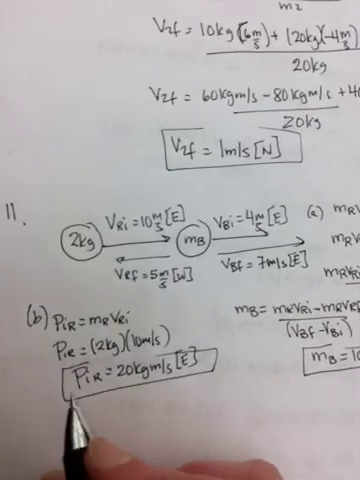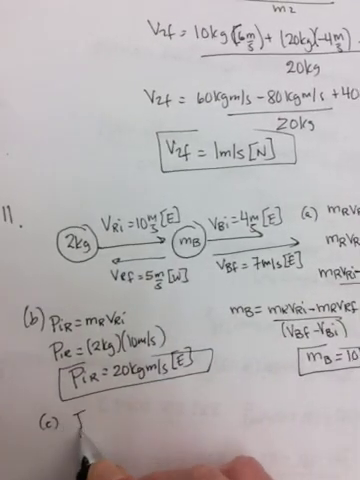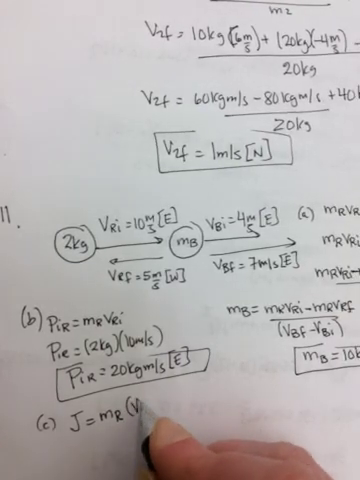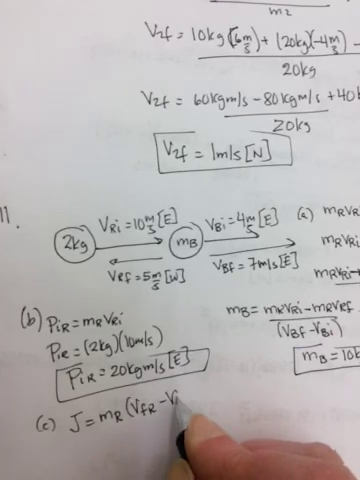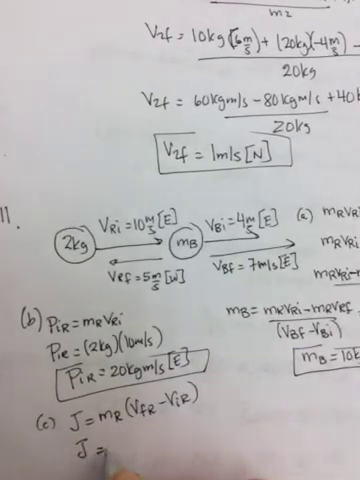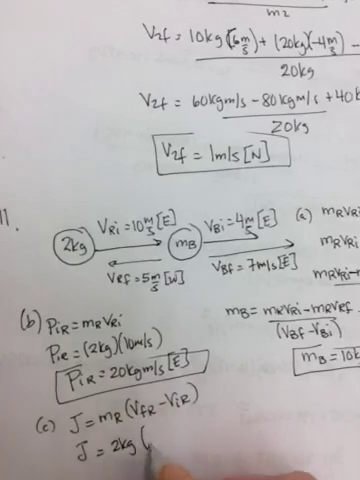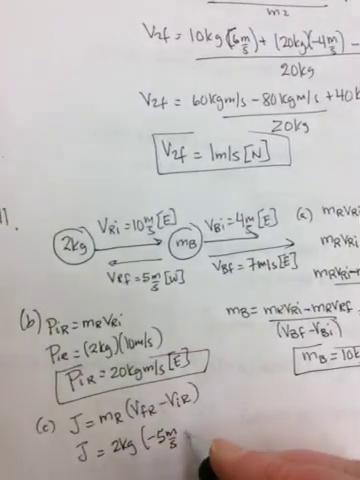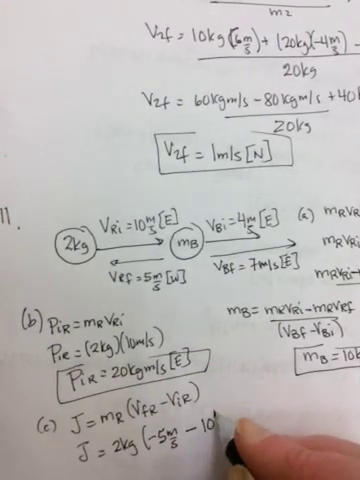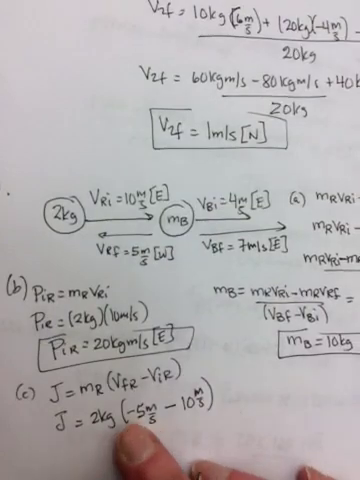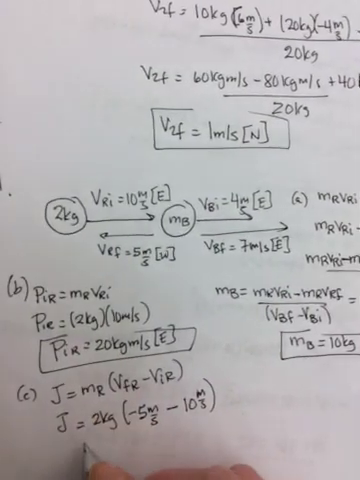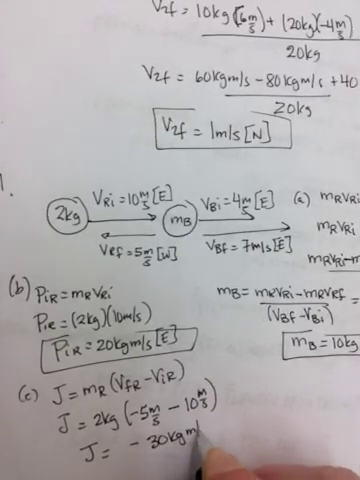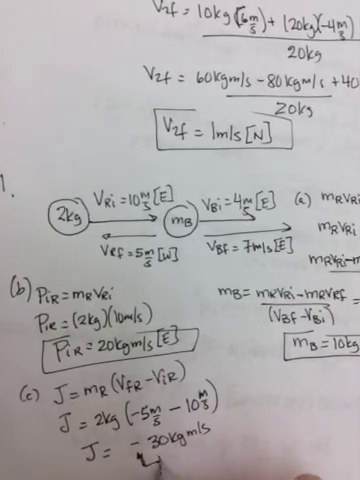Part C, the impulse on the red ball. Impulse is J, and since we have m's and v's, we would do J red equals m red times v f red minus v i red. So red, 2 kilograms, v f red, negative 5 meters per second, because it's west, minus 10 meters per second, goes in positive because it's east. So that's minus 15 times 2, which is negative 30 kilogram meters per second, where the negative means west.